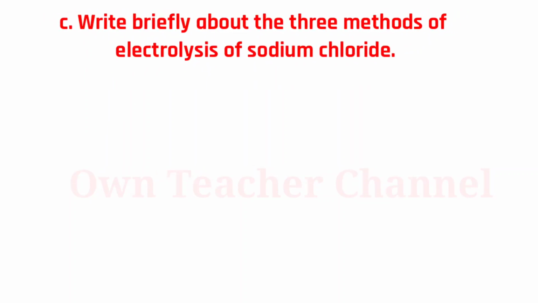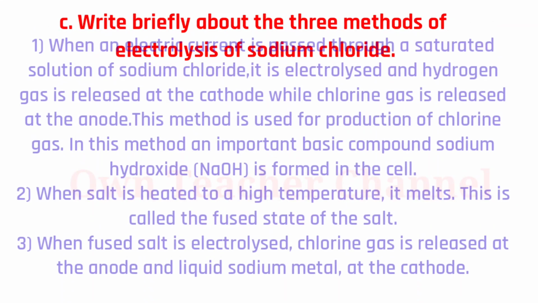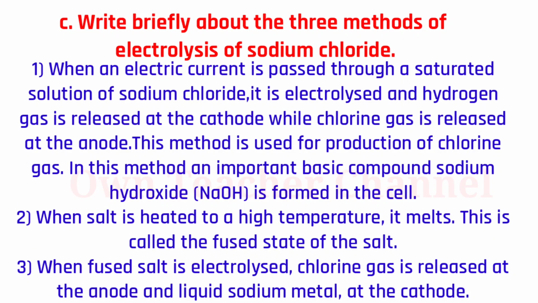C. Write briefly about the three methods of electrolysis of sodium chloride. 1. When an electric current is passed through a saturated solution of sodium chloride, it is electrolyzed and hydrogen gas is released at the cathode, while chlorine gas is released at the anode. This method is used for production of chlorine gas. In this method, an important basic compound, sodium hydroxide, is formed in the cell.